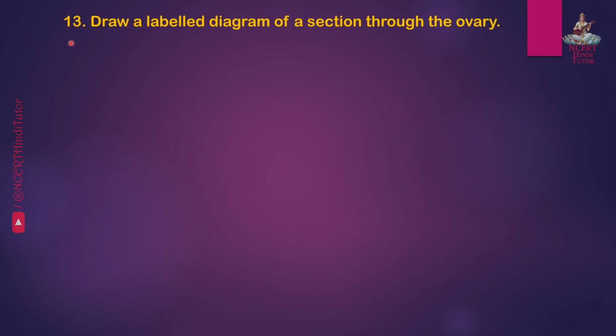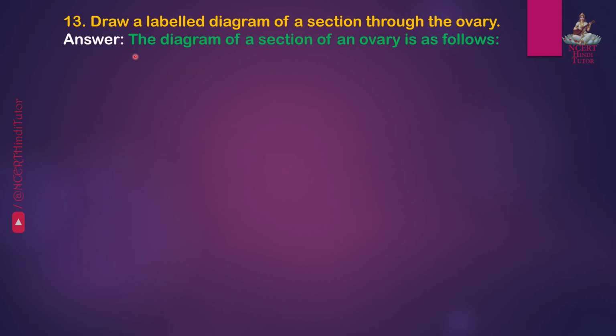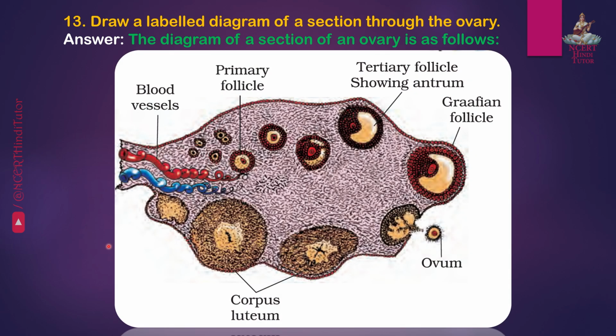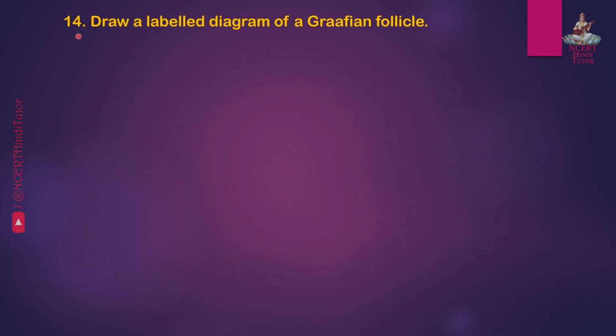Question 13. Draw a labeled diagram of a section through the ovary. Answer. The diagram of a section of an ovary is as follows. So friends, this is the diagram. This is blood vessels. This is primary follicle. This is tertiary follicle showing antrum. This is Graafian follicle. This is ovum. These are corpus luteum.